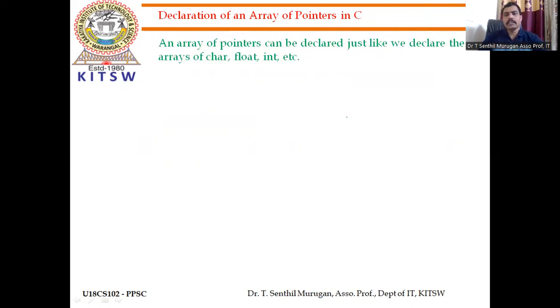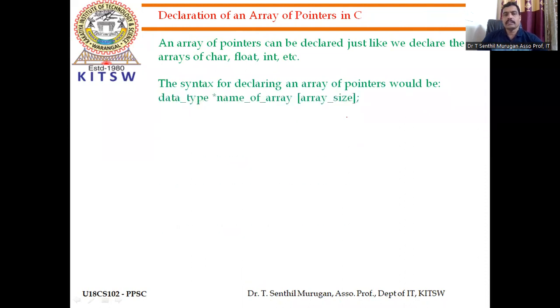An array of pointers can be declared just like we declare an array of characters, floats and integers. How do we declare an array of integers? In the same way we declare an array of pointers also. So how can we declare it? Let us see the syntax. First you write the data type, then the asterisk symbol, the indirection symbol, and the name of the array. You can also give the size of the array.